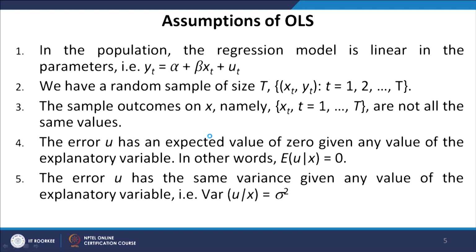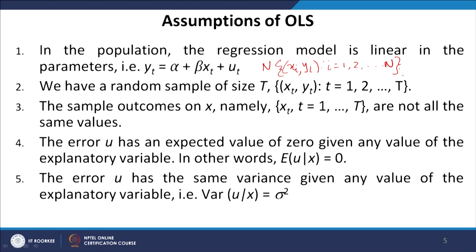We have a random sample of size T. So, the sample should be a random sample, where the sample consists of the observations on two variables xt and yt, t running from 1 to capital T. So, here we are considering time series. Alternatively, we can have t replaced with i. So, we can have a random sample of size capital N, where the observations are on xi and yi, where i equals 1, 2 to capital N. Then we are actually dealing with cross section data.